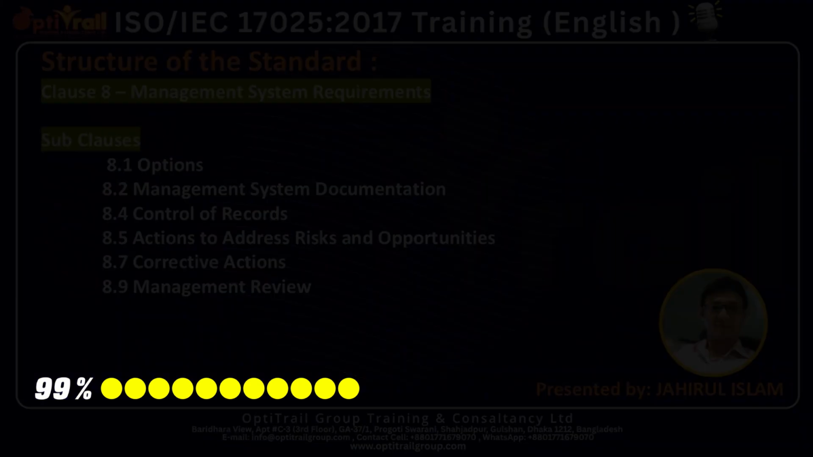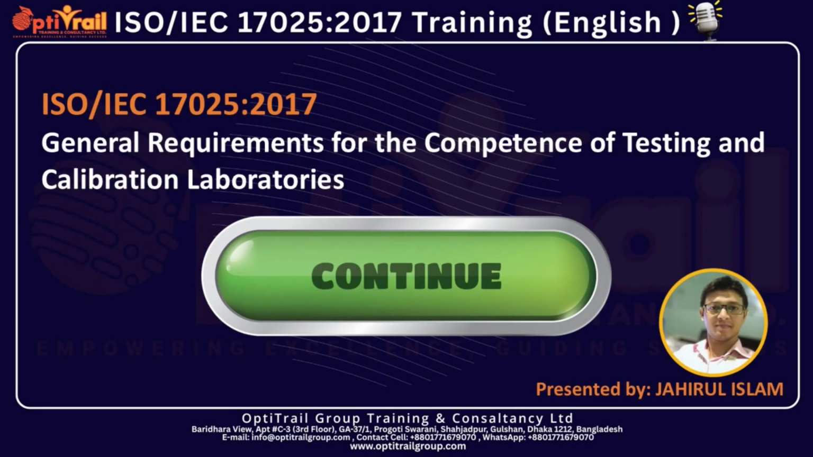Great job! You've just finished learning clauses 1.0 to 3.0 of ISO IEC 17025. In the next video, we'll look at Clause 4, General requirements, including impartiality and confidentiality.